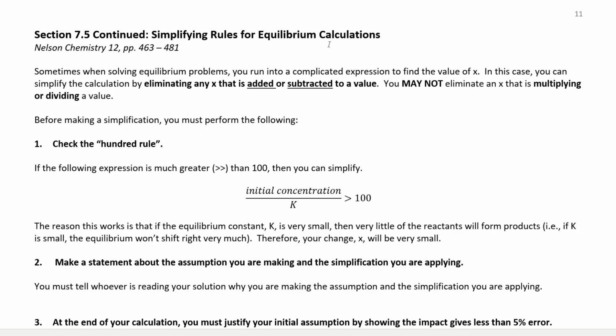In this lesson, we're going to continue performing equilibrium calculations while making some simplifying rules to decrease the complexity of our calculations. Let's begin. Sometimes when solving equilibrium problems, you run into complicated expressions to find the value of x. In this case, you can simplify the calculation by eliminating any x that is added or subtracted to a value, but you may not eliminate an x that is multiplying or dividing a value.